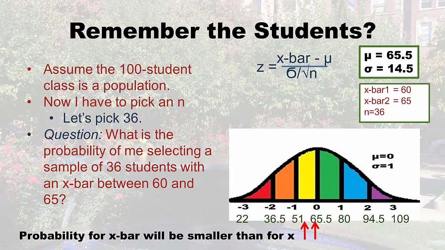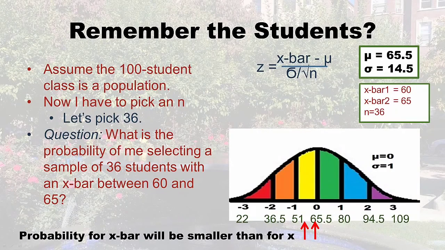You'll notice that I always choose perfect squares for n's because you have to take the square root, and I'm just lazy. So, okay, here's our question. What is the probability of me selecting a sample of 36 students with an X bar between 60 and 65? I drew this picture up here to remind you that that's going to be on the left side of mu. We're going to be dealing with negative z's, right?